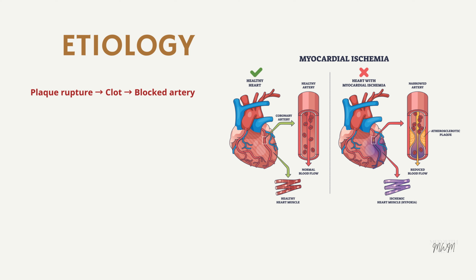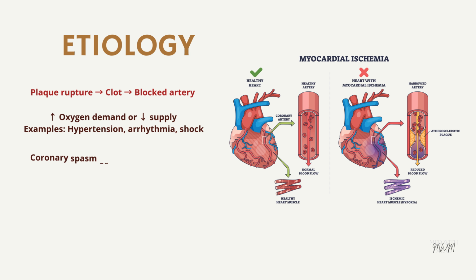Sometimes the heart just runs out of oxygen without any blockage at all. For example, during severe hypertension, arrhythmias, or shock. A spasm or a small embolus in a coronary vessel can do the same. And in rare cases, the heart stops so abruptly that there is no time to record an ECG. And that's sudden cardiac death.